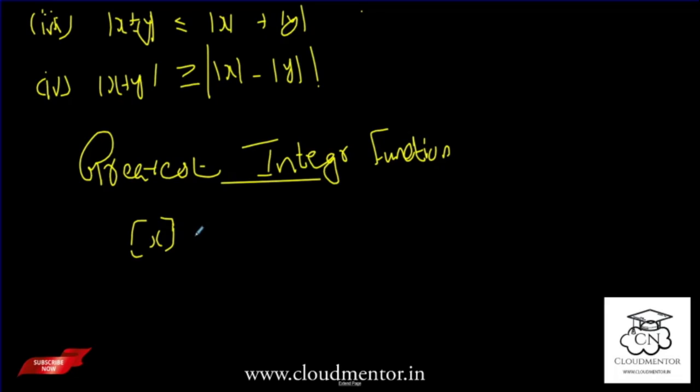If x is in decimal, we must take the integer which is less than or equal to x, not greater than. In general, if n is an integer and x is any number satisfying n less than or equal to x less than n plus 1, then the greatest integer of x will be equal to n. It is also known as the integral part function.